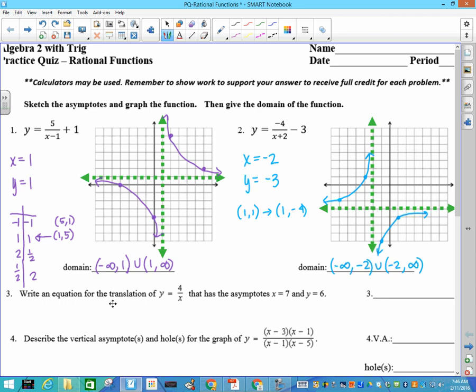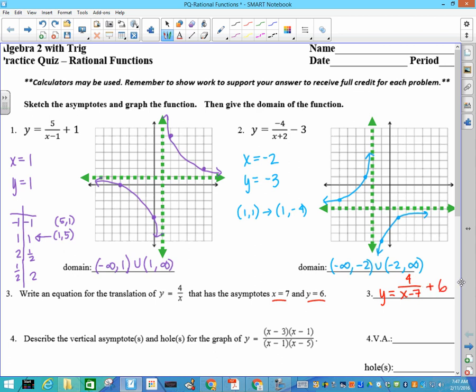Okay, this next problem. This one says write an equation for the translation of y equals 4 over x with these asymptotes. Okay, so basically, y'all, I'm telling you what the asymptotes are. So you're given this, and you have to give me that. So I hope you can see that this is y equals 4 over x. That says x equals 7, and if x equals 7, we know that that's going to be minus. So it's x minus 7, and then plus 6.